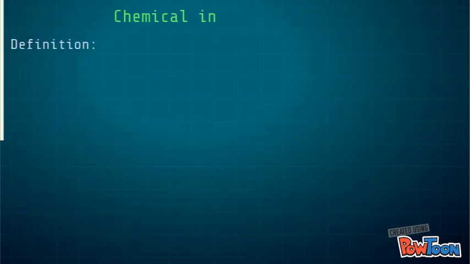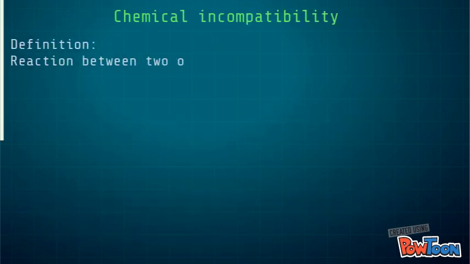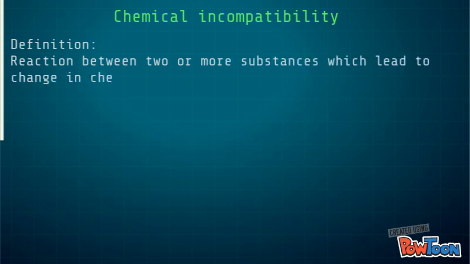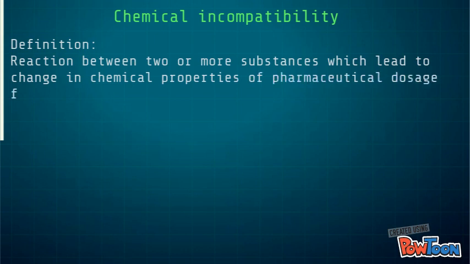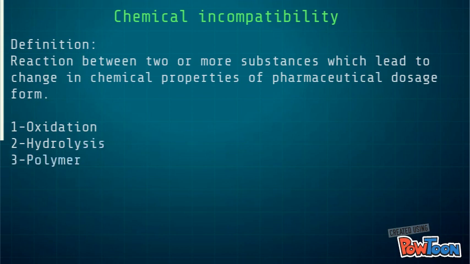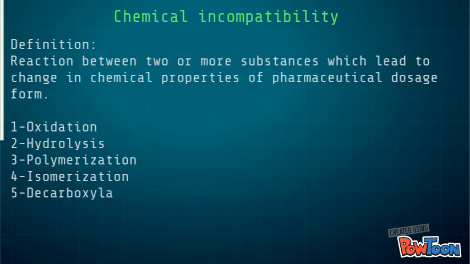Chemical incompatibility. Chemical incompatibility is defined as a reaction between two or more substances which leads to change in chemical properties of the pharmaceutical dosage form. Following are the reactions of chemical incompatibility: oxidation, hydrolysis, polymerization, isomerization, decarboxylation, absorption of carbon dioxide.